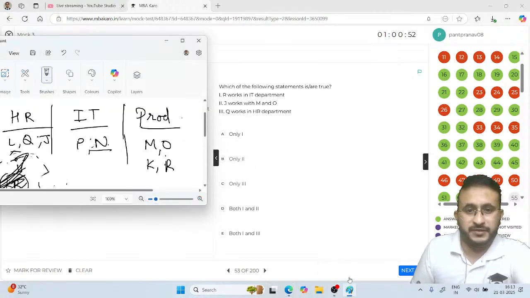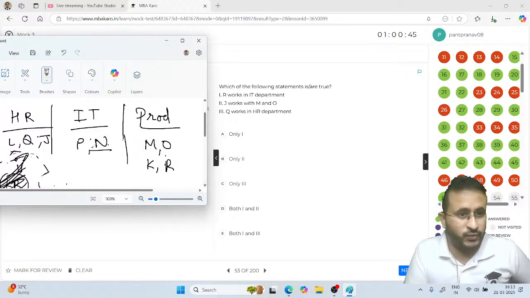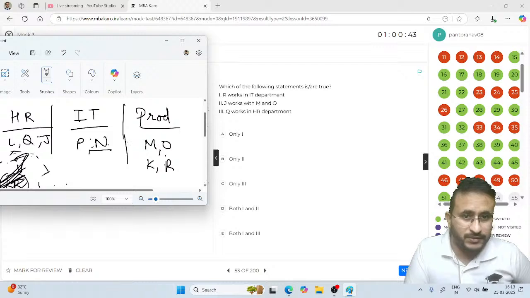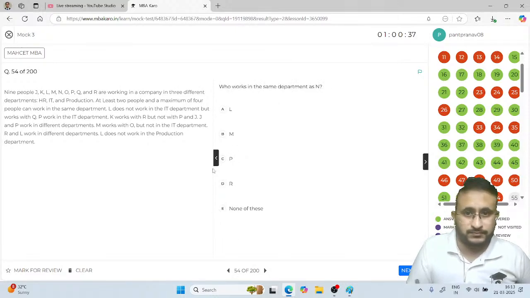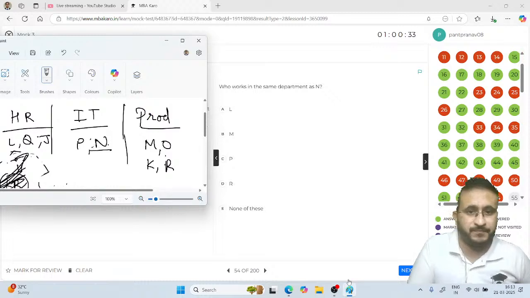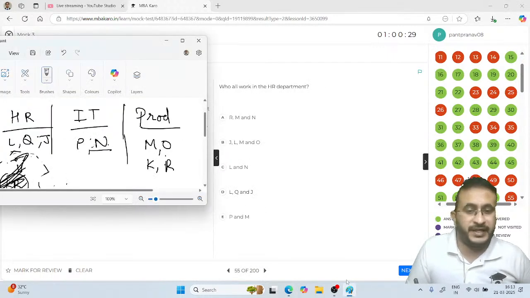Which of the following statements is true? R works in IT department. So that is false. J works with M and O. That is also false. Q works in the HR department. That is, so only third is true. N, same department we have P. HR department we have L, Q and J.